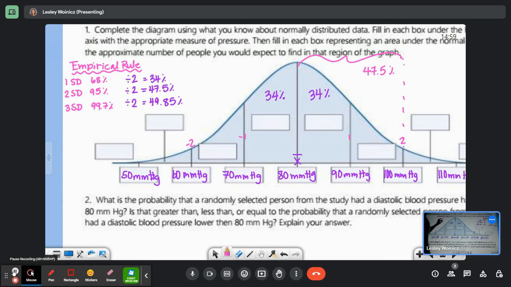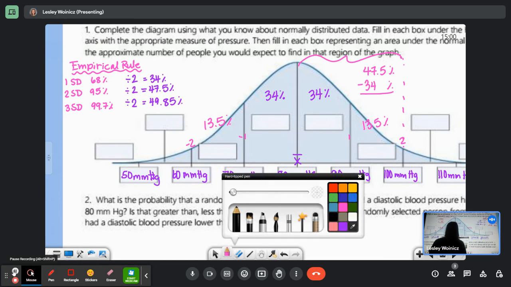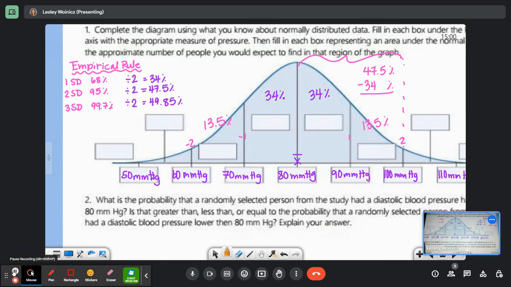Okay. 13.5, you said? Yeah. Okay, so if this side is 13.5, what is this side? All right. Also 13.5%.